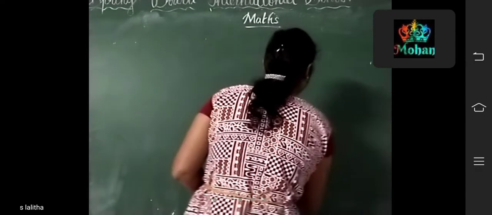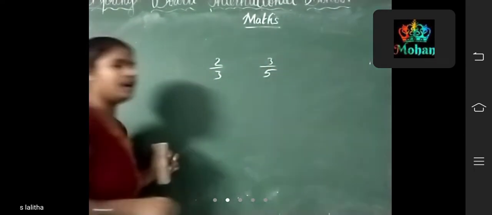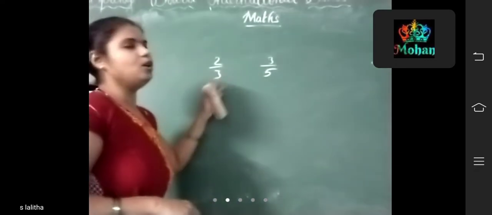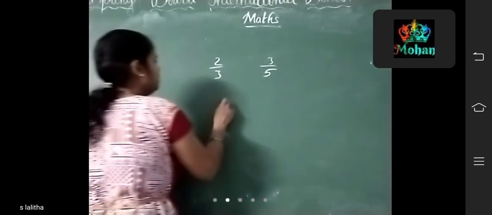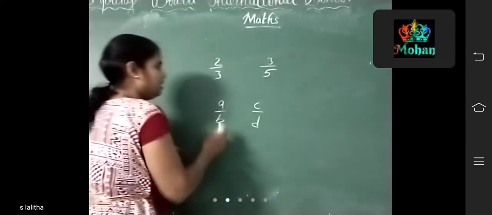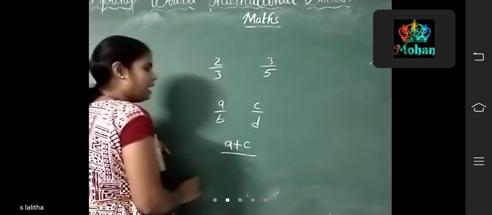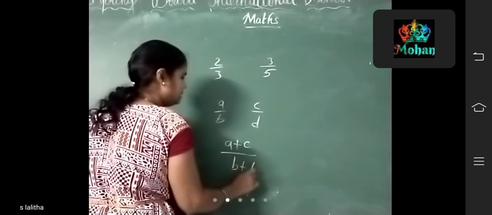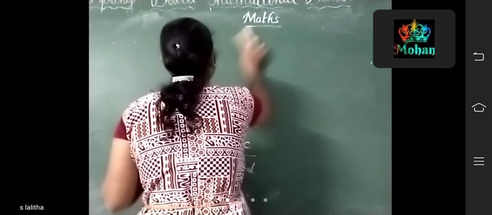Suppose it is in fraction form, that means 2 by 3, 3 by 5. Like that given, how should you find? You should make the denominators equal, that means you have to find the LCM. Another method: A by B, C by D is there, in the form like this. First you should add the numerators, A plus C, by add the denominators, B plus D. Like that also you can find. There are so many methods to find the rational numbers between two rational numbers. Okay. Now we will go to the next exercise.